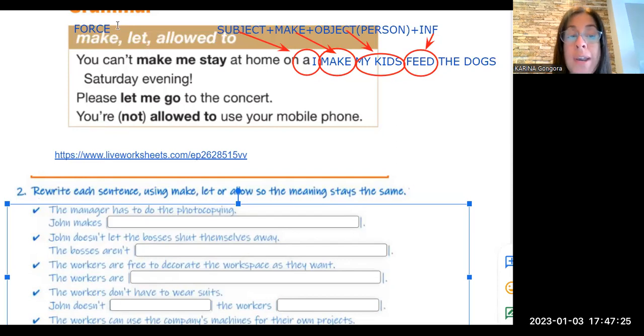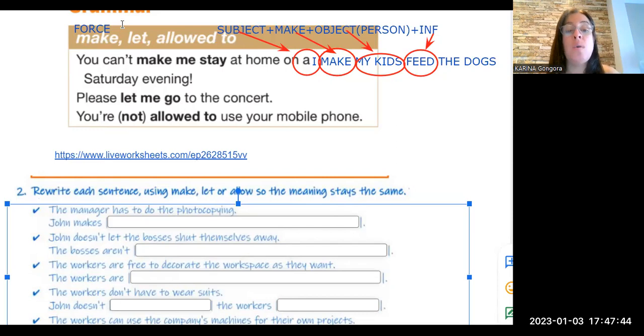Now we're going to go to let. We're going to go with let. Remember, let is dejar. Yes? Como dejar. It is more informal than allowed to. Right? Por eso, si bien significan lo mismo, se pueden usar a veces de la misma forma y a veces no.